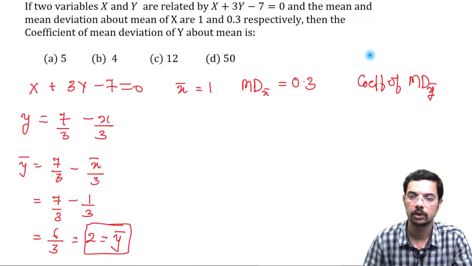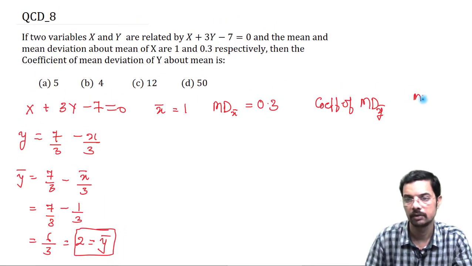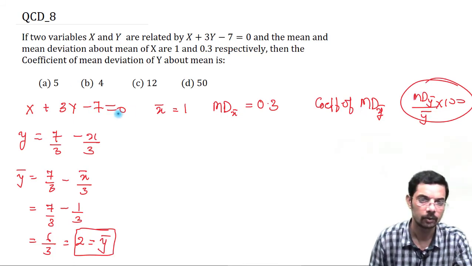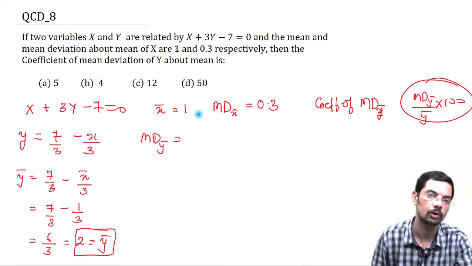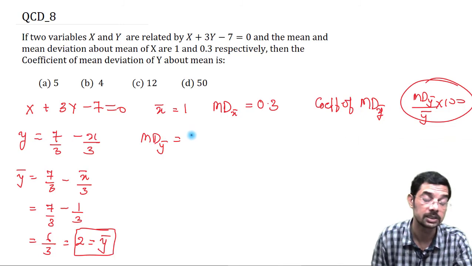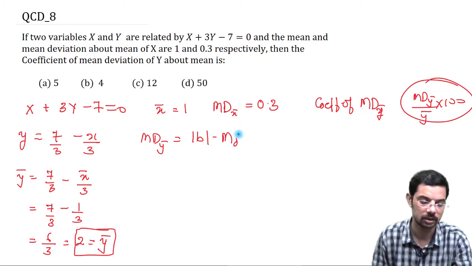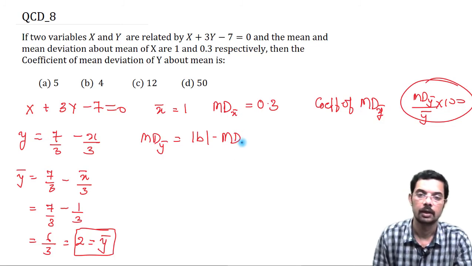Now, what is the formula to find the coefficient of mean deviation of y? Mean deviation about y bar divided by y bar, into 100. This is what we need to find out. We need to find both y bar as well as the mean deviation about y bar. Now, what is the mean deviation about y bar? It is dependent on change in scale, not origin. So it is modulus of b into the mean deviation about x bar.